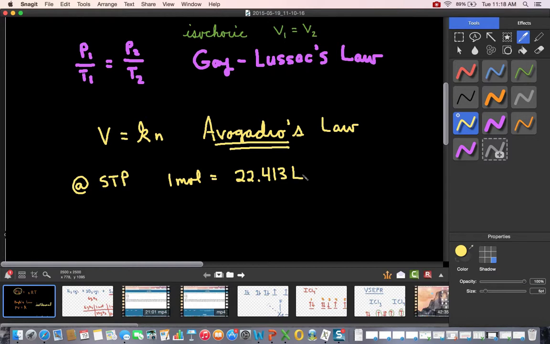This is for ideal gases. Remember, ideal gases are not real gases. We assume that there is, number one, no intermolecular forces between the molecules, and number two, the molecules themselves are points. They have no real volume. Both of these points were presented in a lot more detail on the previous video, so I would simply refer you back to that information.